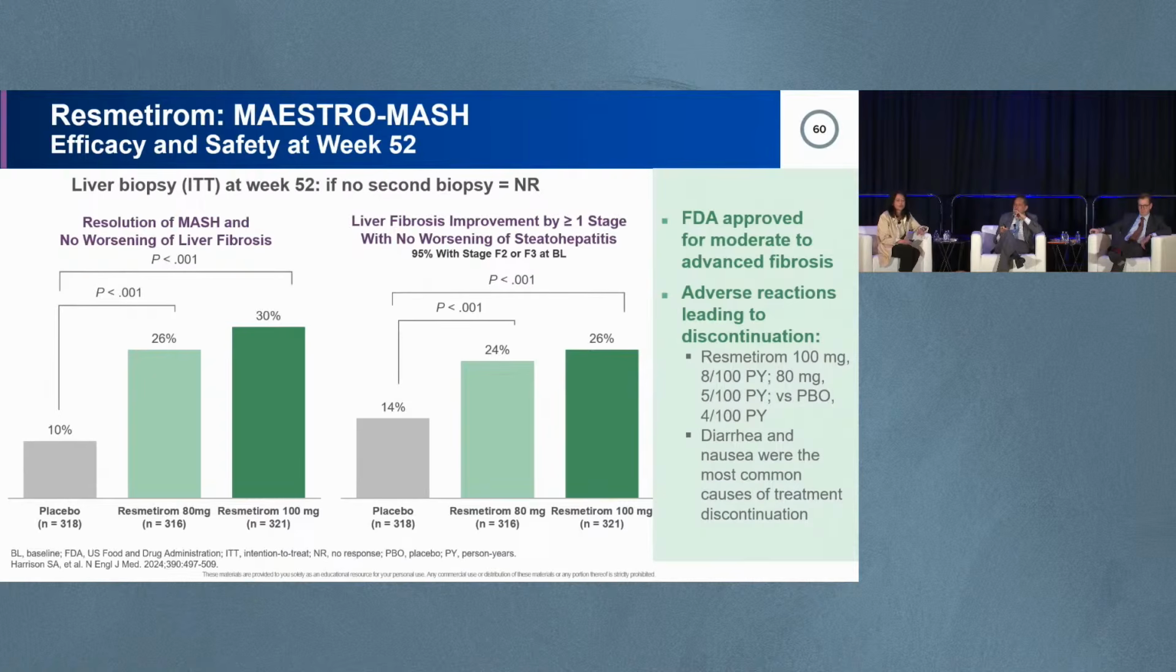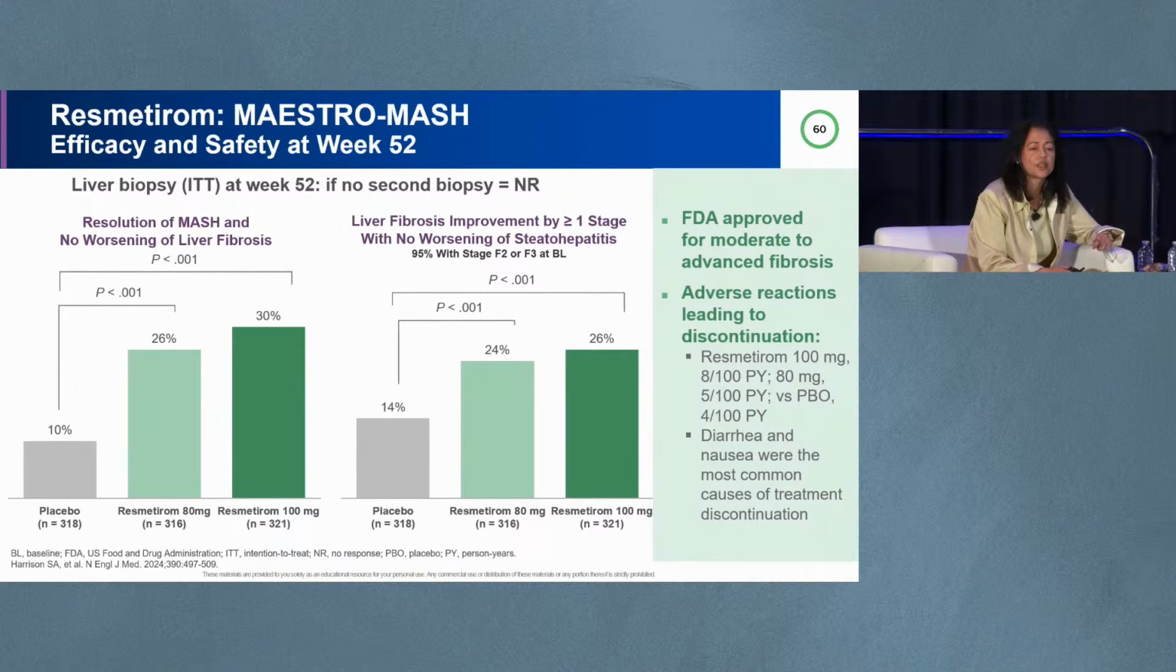Sure. So the FDA approval was based on the MAESTRO-NASH study. This was the registrational study with a 52-week biopsy. Patients were either on 100 mg of resmetirom, 80 mg, or placebo. And if you look at resolution of MASH with no worsening of fibrosis, you see 30% in the 100 milligram group compared to 10% in placebo. And then liver fibrosis improvement by greater than one stage with no worsening of steatohepatitis, 26% compared to 14%. Diarrhea and nausea are the most common side effects. They tend to occur early, and they're usually gone by 12 weeks.